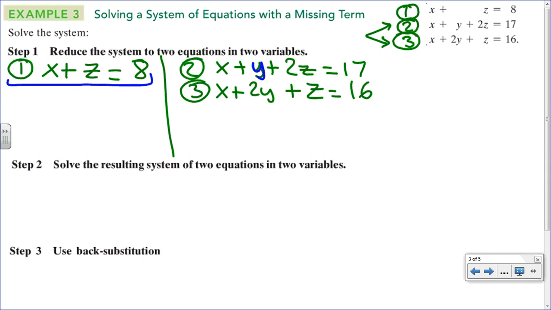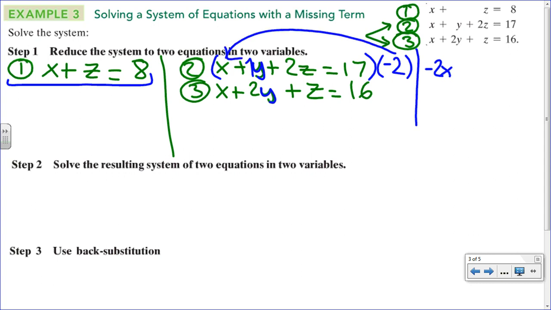So that tells me that I'm going to be multiplying this equation by a constant, and that constant is going to be negative 2, because we want them to have opposite coefficients, right? So this 1y, we want it to be negative 2y. So we have to multiply all across: negative 2x, minus 2y, and then negative 2 times 2z will be negative 4z. And then negative 2 times 17 is negative 34. Equation number 3, we're not changing anything.